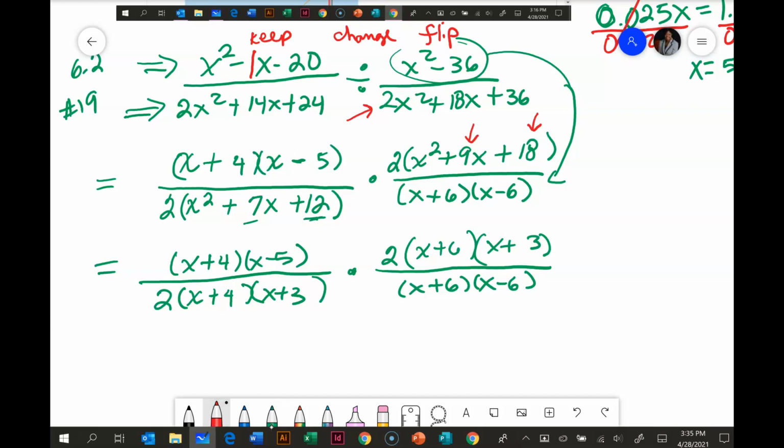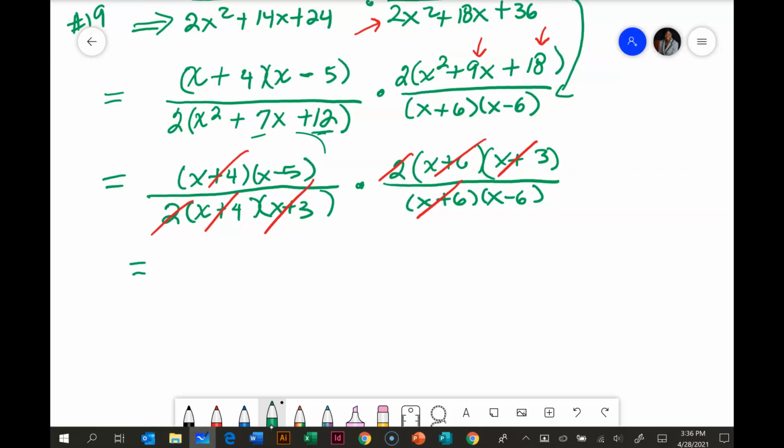Now we get to the fun part. The fun part is canceling all this stuff out. The x plus 4s are in common. The 2s are in common, notice. The x plus 3 is in common. The x plus 6 is even in common. So what's remaining is just this x minus 5 right here over this x minus 6.